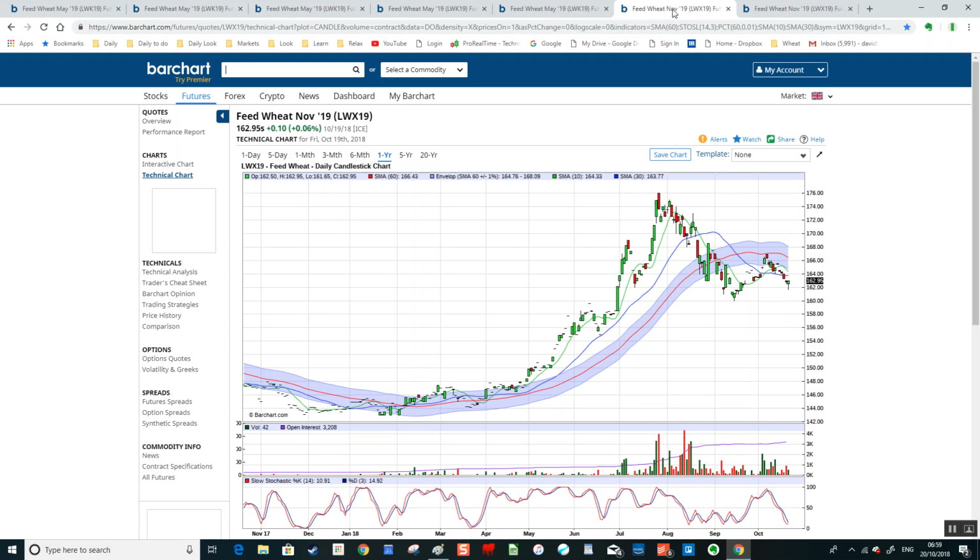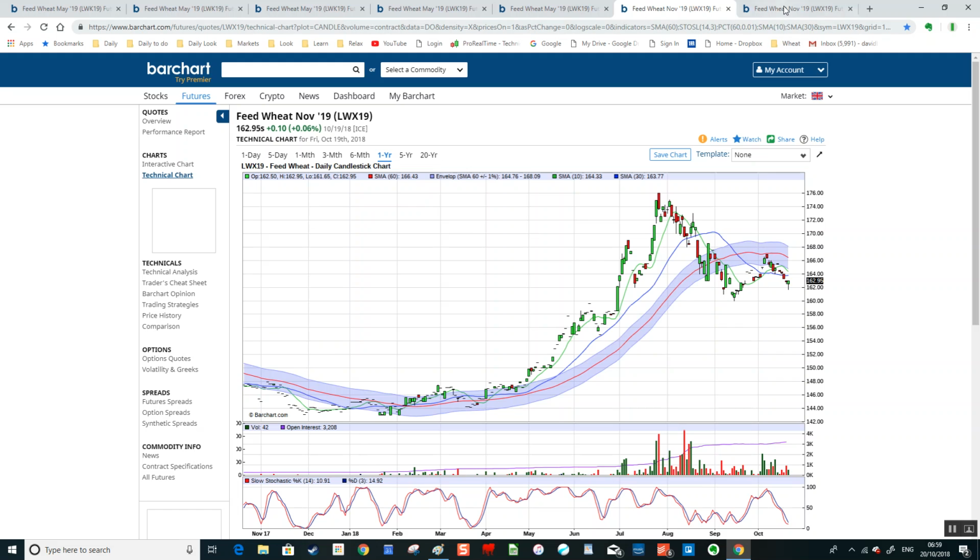Let's have a look at the new crop, see if it's any different here. Yep, we went up to test the 60 SMA, and we've fallen back this week. See these red candles here. We've come back to test 162, but we haven't taken out the low of 160. So I suggest that we've probably got more of the same as we have on the old crop.